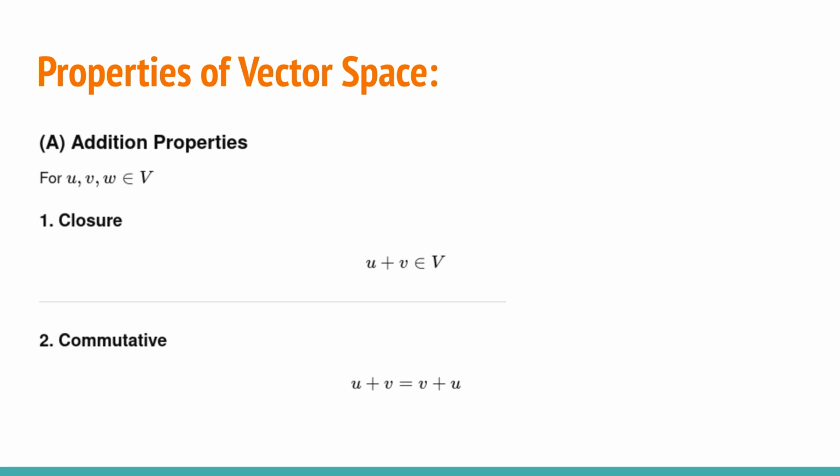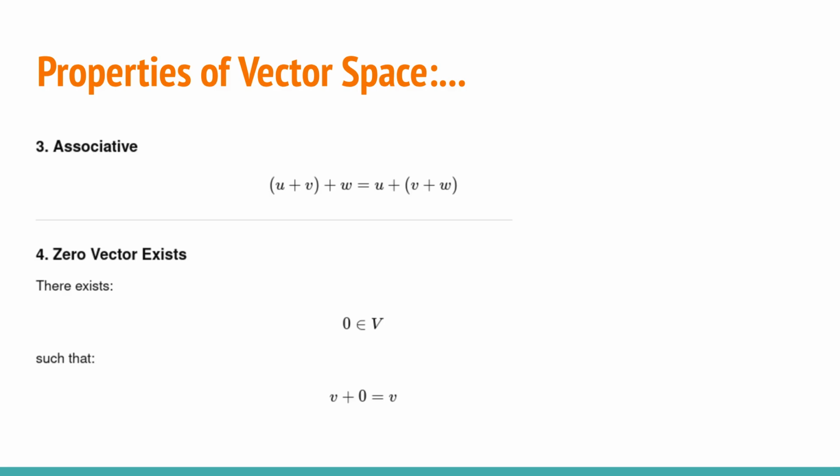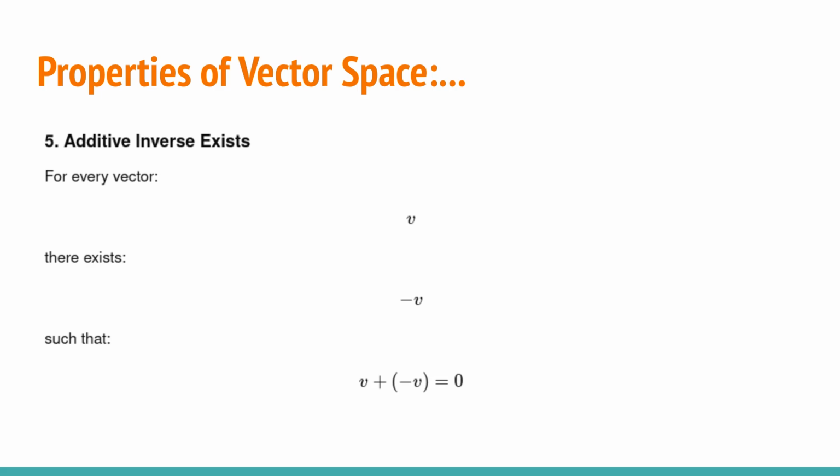Let's explore the properties, starting with the addition properties. These include closure, meaning the sum of two vectors is in V, and commutativity, where the order of addition does not matter. Continuing with addition properties, we have associativity. Also, a zero vector must exist in V, such that adding it to any vector V results in V. The fifth property is that an additive inverse must exist for every vector. For any vector V, there must be a negative V such that their sum equals the zero vector.